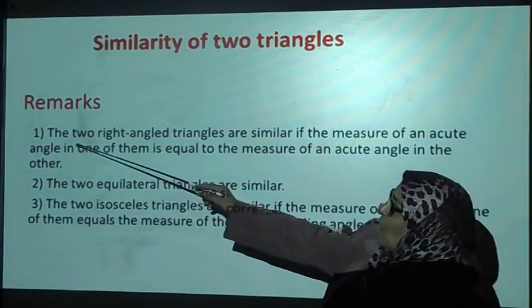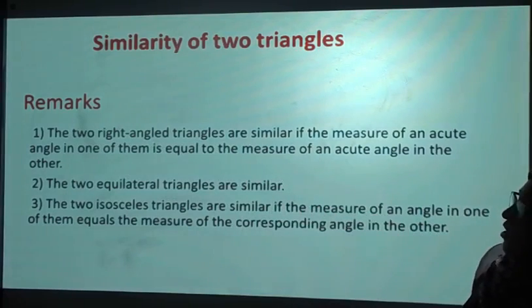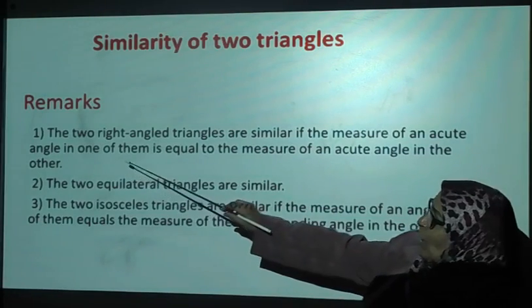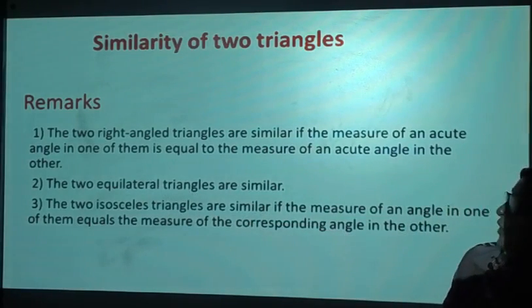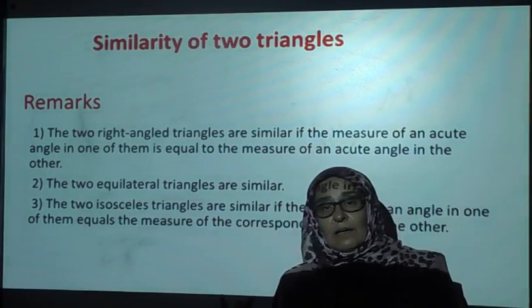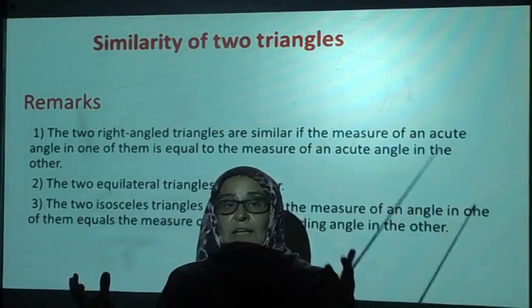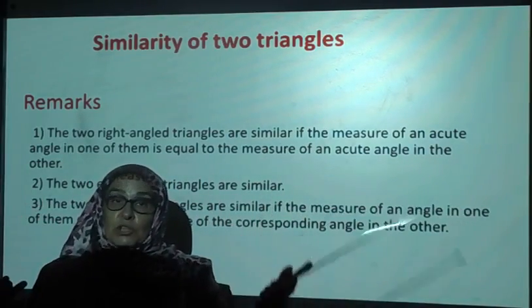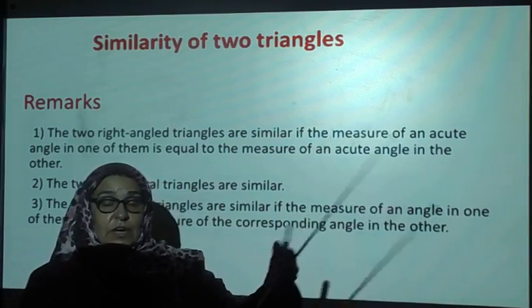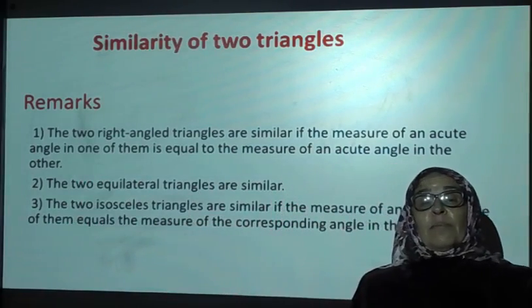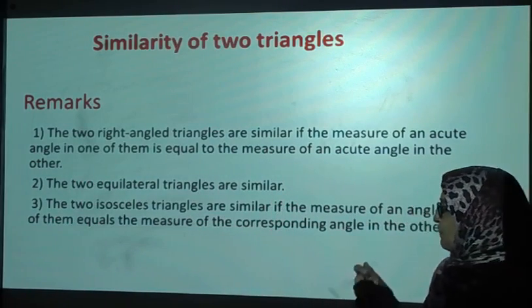Here we have: two right-angled triangles are similar if the measure of an acute angle in one of them is equal to the measure of an acute angle in the other one. So if I have two right-angled triangles, I have a right angle and a right angle. And if the measure of one of the other two angles equals the measure of an angle in the other triangle, therefore the two triangles are similar because the measures of all angles will be the same.